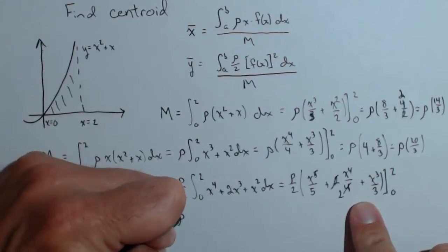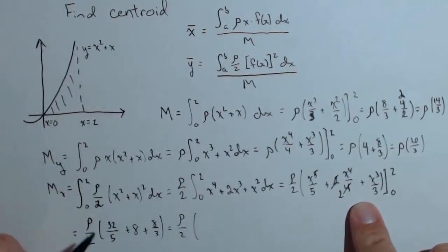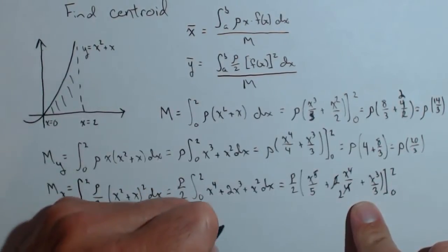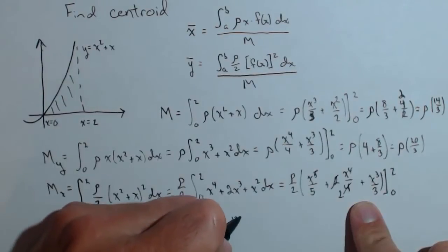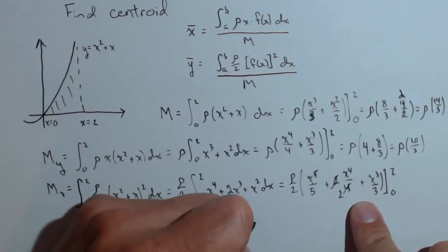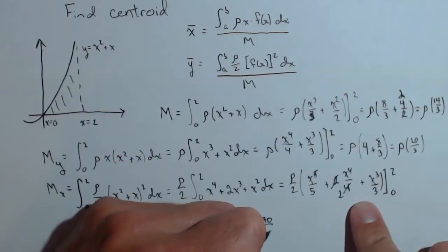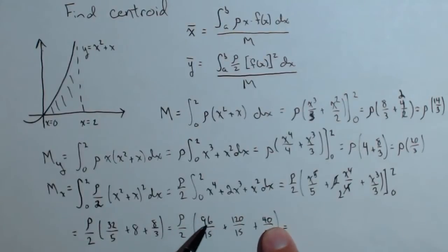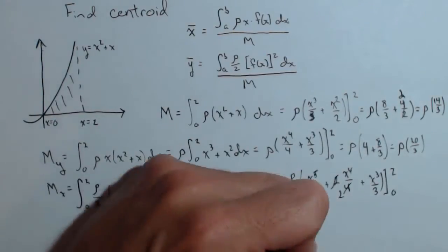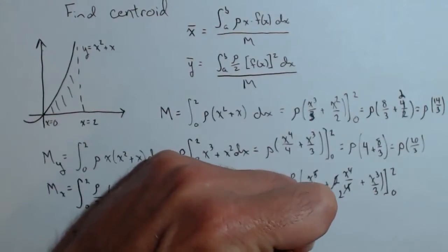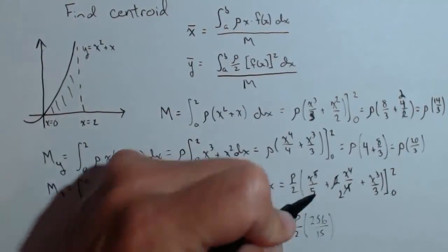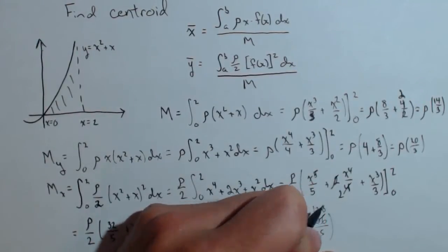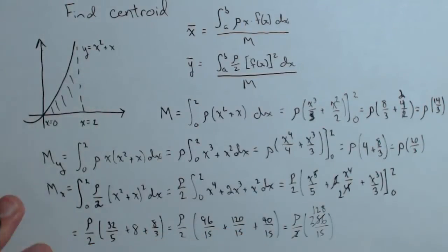Let's give that a common denominator. Rho over 2 times, it looks like 15ths is going to be our common denominator: 96 over 15 plus 120 over 15 plus 40 over 15. So we get 256. We have rho over 2 times 256 over 15. We can do a little bit of canceling, and that becomes 128 over 15. That's probably about as simplified as we're going to get.